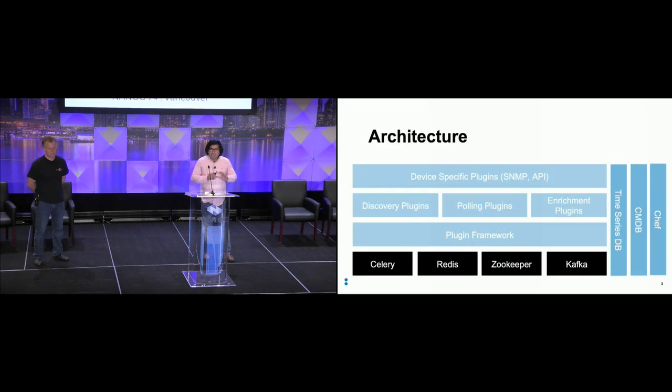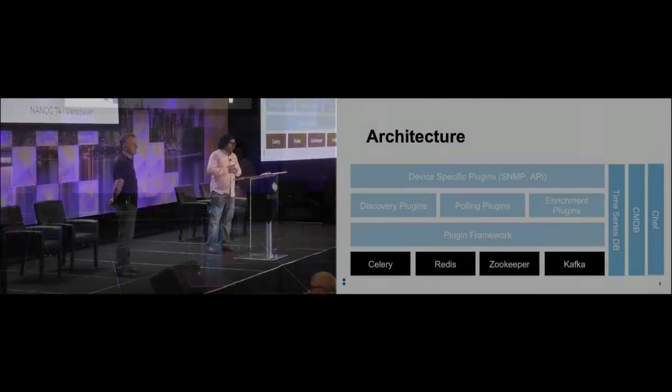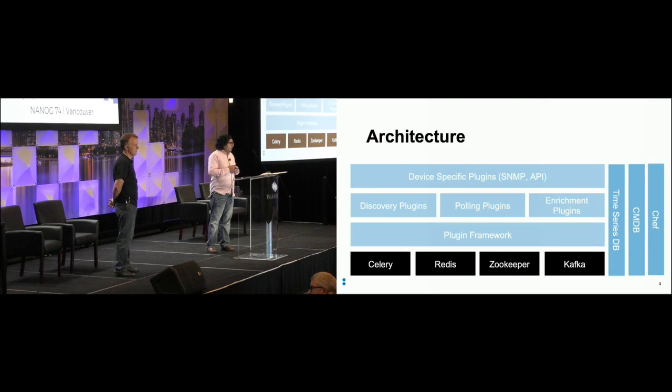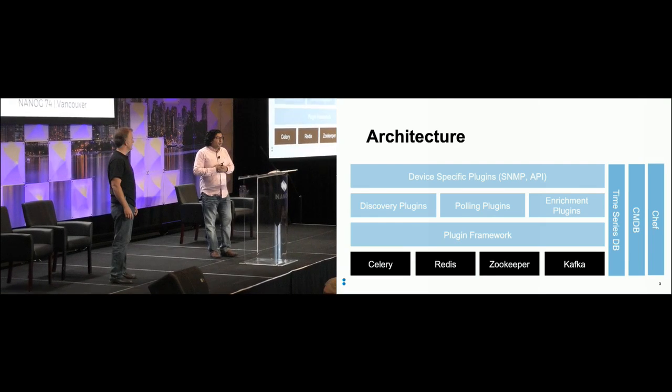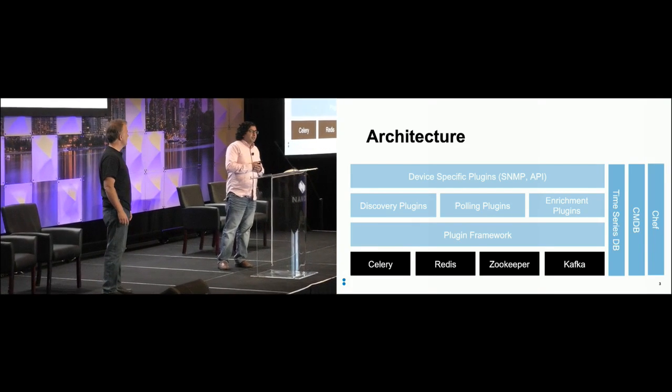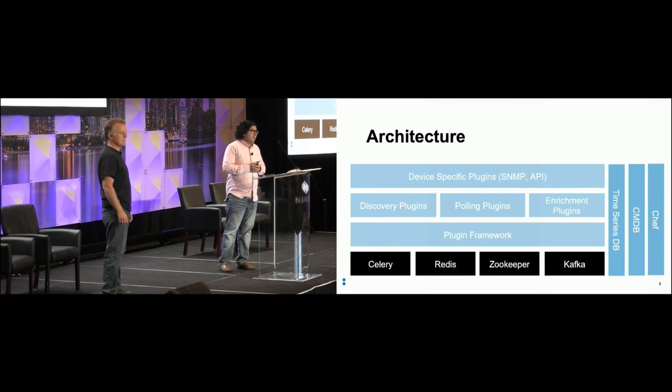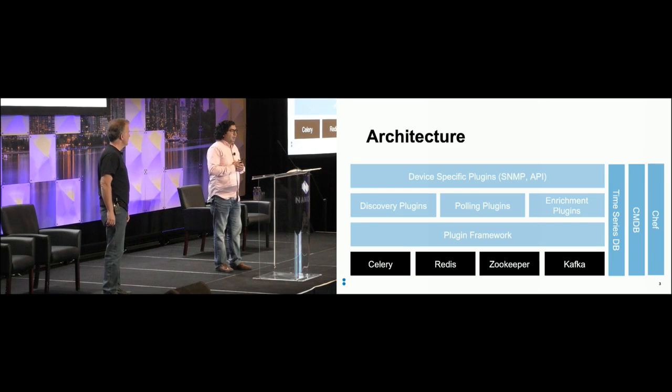Here is an overview architecture diagram of what Panoptix looks like. It's based on some supporting services. There is Celery, which is a very popular Python distributed job management system. There's Redis, which is an extremely fast in-memory key value data store. There's Zookeeper that provides distributed locking and leader election services like that. And then, of course, there's Kafka, which we use as a message bus.